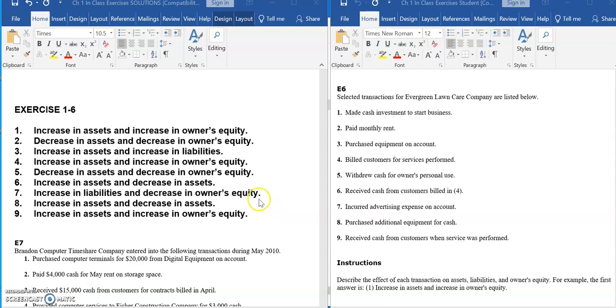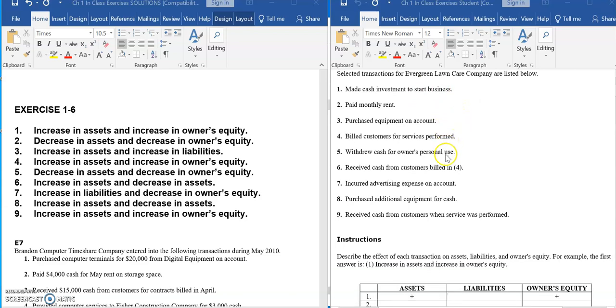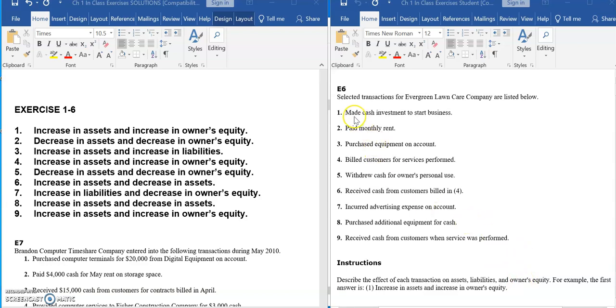Let's go ahead and walk through these example problems together and discuss them, and hopefully this will help you apply some of the concepts you're learning. For this first exercise we are looking at some selected transactions for this lawn care company. Our instructions are to describe the effect of each of these business transactions on the company's assets, liabilities, and owner's equity. Okay, so looking at the first one, made cash investment to start the business.